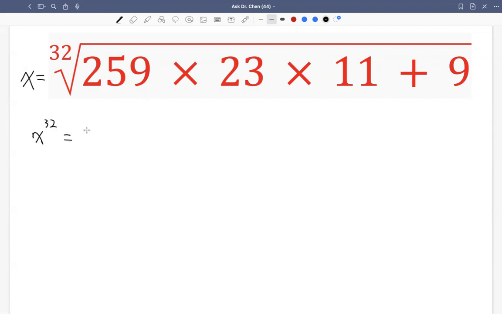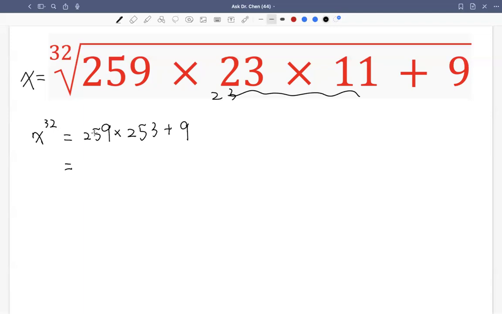So let's write it this way. 259 multiplied by, well, let's multiply these two numbers first, so it's easier, right? 23 times 11, that's 253. So 259 times 253, then plus 9.